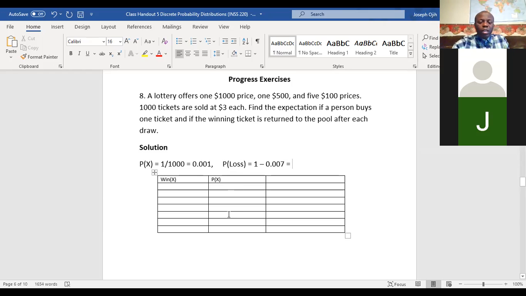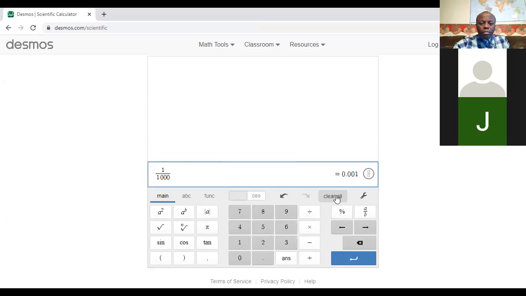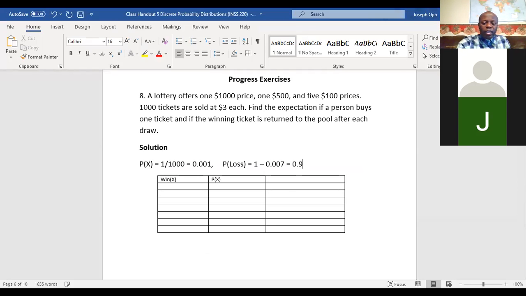If we do it on the calculator, 1 minus 0.007, I got 0.993. Why do I say that? Why not say 1 minus 0.001? Of course I can say it, but that is only for one prize. Remember, we have 7 prizes: a $1,000 prize, a $500 prize, then 5 $100 prizes. So there are 7 of them, which are mutually exclusive, since one ticket cannot give you 2 prizes. Once you have 0.993, you can now put the table.